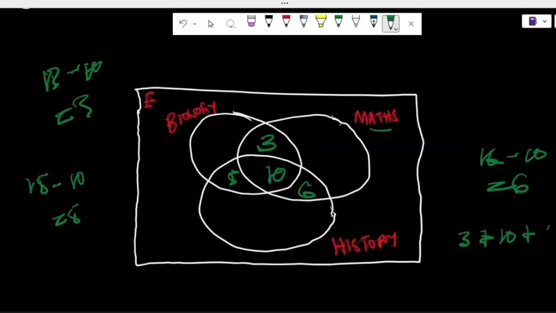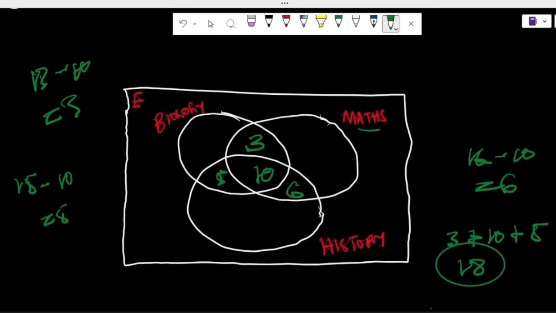We also have 5, so this is going to give us 18. Now, the total number of students who collected biology textbooks is actually 33. Here we have 18. 33 minus 18 is actually 15. So this 15 should be put here in this particular set.